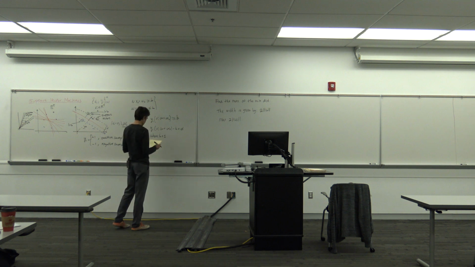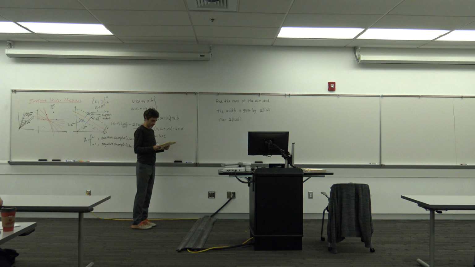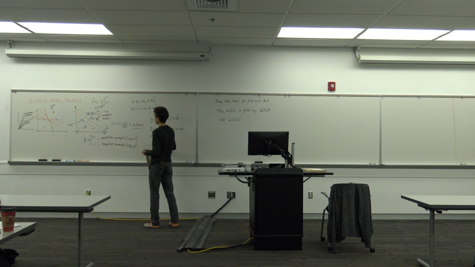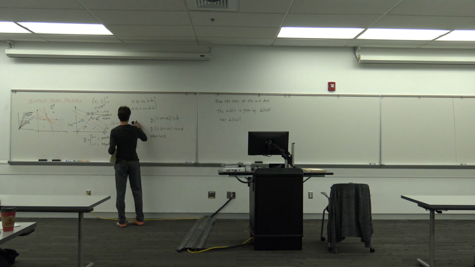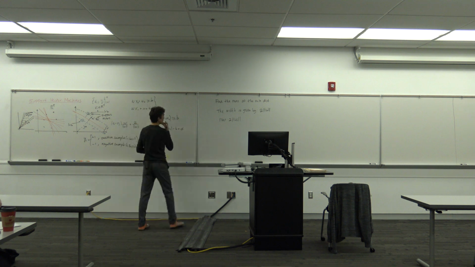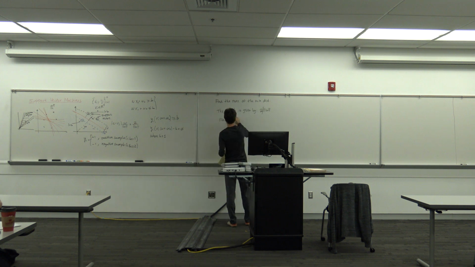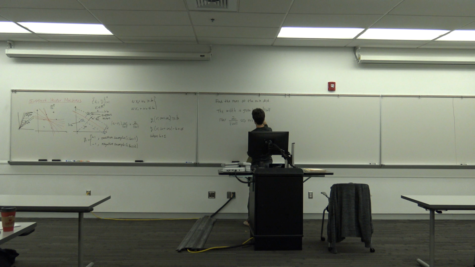I did something wrong. I don't know what I lost, but I did something wrong. Sorry, this should be 2 over the norm of W, right? So there has to be an error somewhere. So maximize this, which is the same as minimizing W. That makes more sense. OK.